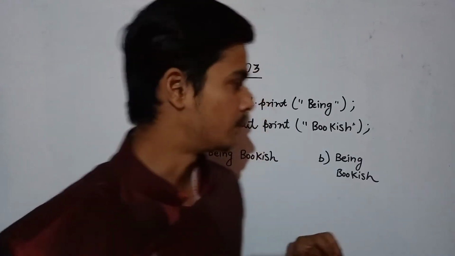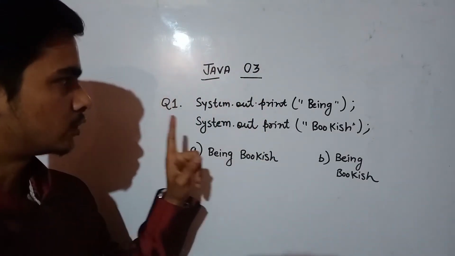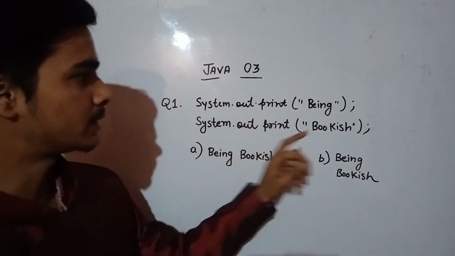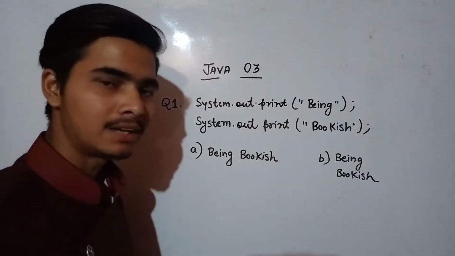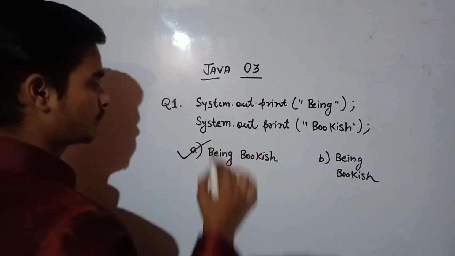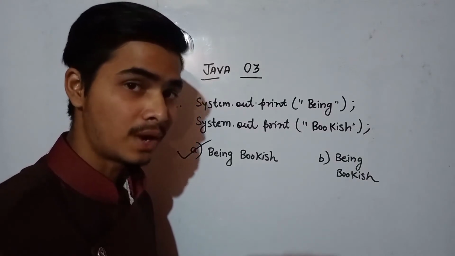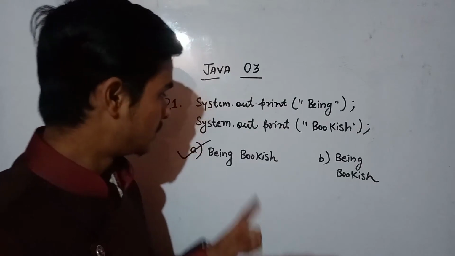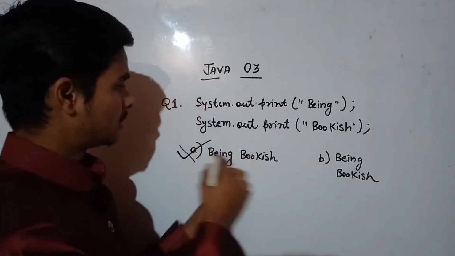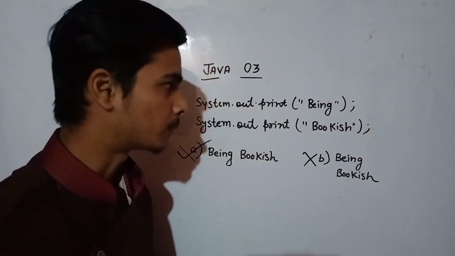Now what is going to be the answer for this? System.out.print being, System.out.print Bookish. I hope most of you might have answered this question. And it is wrong. Why is it wrong? See, I told you I would go much deeper. Neither this is correct nor that is correct. Why are they both wrong?